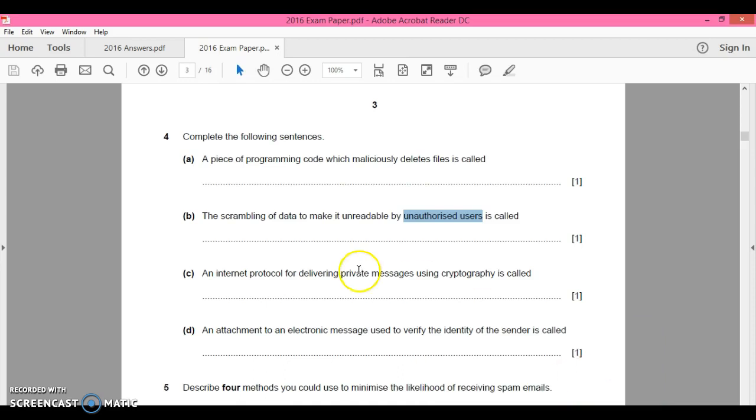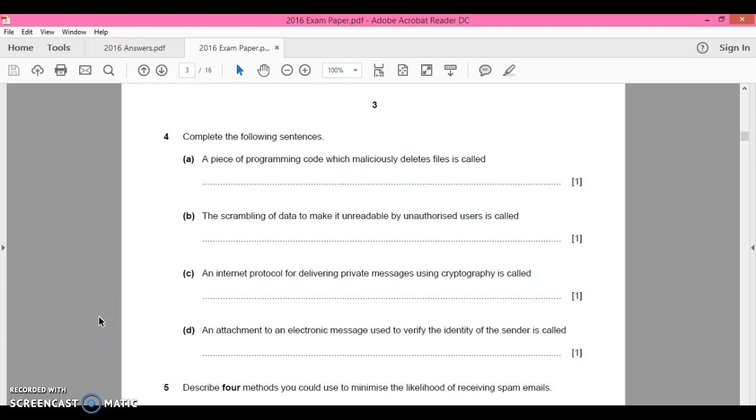Next question. An internet protocol for delivering messages using cryptography, okay, is called. Okay, so they're going to deliver private messages using cryptography. So cryptography means that the only person that can see the message, or understands the message, is the person that is meant to read it. Okay, so that's what we're looking for.